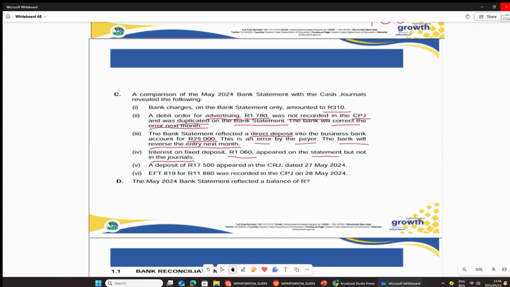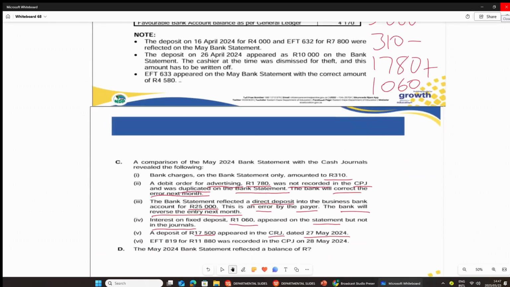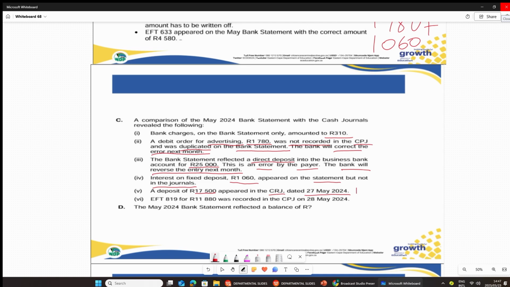And then the next one, a deposit of 17,500 rand, it states here, appeared on the CRJ dated the 27th of May 2024. So it is in our books, we recorded it. However, because, like I said earlier on, of this timing issue at the top, where I ask you to take note of the date when we get our statement, that deposit will become an outstanding deposit that will be recorded in our bank reconciliation statement.